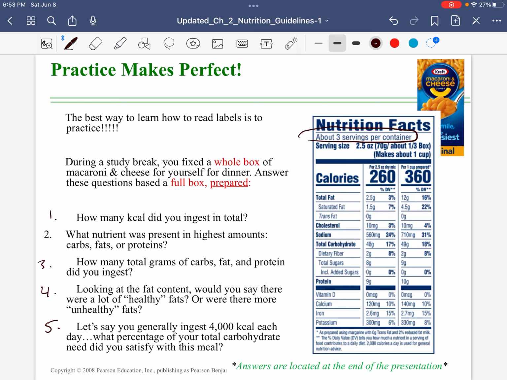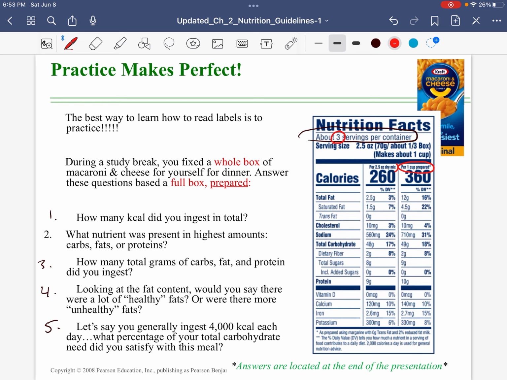So in this particular dual column label, the one, I'll use red, the one here is just for the dry mix without adding the packet of cheesy goodness and milk. But these are the nutritional information per 1 cup prepared. So when you answer these questions, you want to use the prepared. And remember, this is per 1 cup prepared. That's only 1 serving. But if you eat the whole thing, how many servings? 3. So I'm asking you, how many calories did you ingest in total?